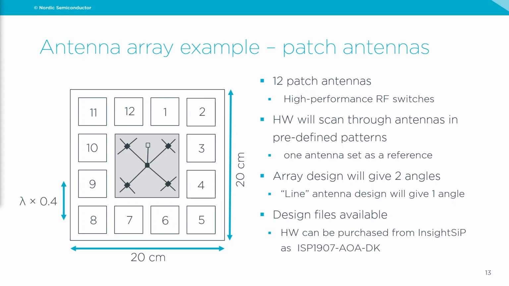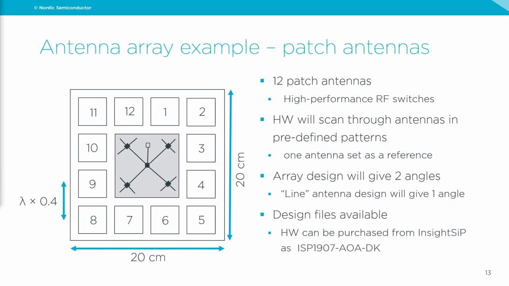So in all of the following documentation, I will be talking about a specific antenna that we have designed inside Nordic that we use for all of these kinds of measurements. So this is a 12 antenna array. It has 12 patch antennas on it, all combined with high performance RF switches, so we can select which one of the antennas is connected directly to the radio. Only one will be connected at any point in time.